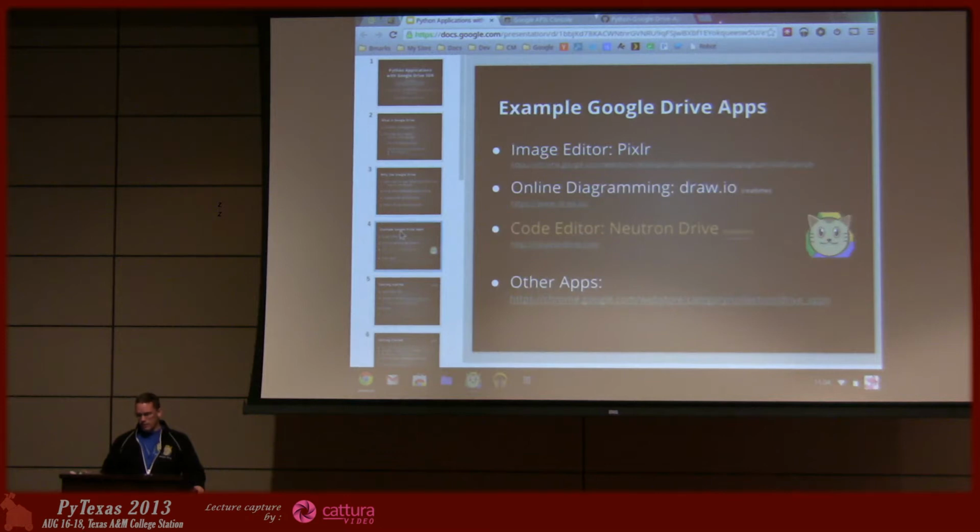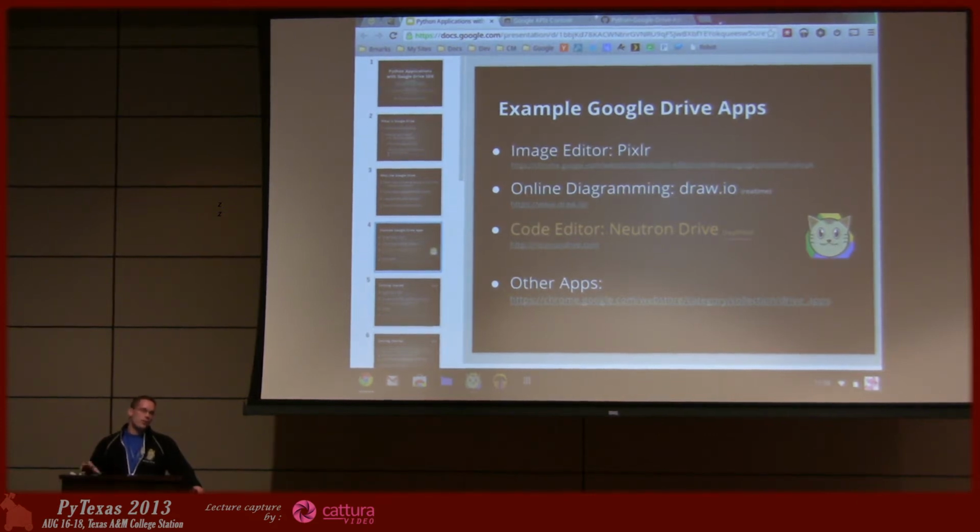So what are some example Google Drive apps? So I was saying before, an image editor that I use a lot is Pixlr. These are all web apps. Another cool online diagramming app is Draw.io. So if you want to do Visio type documents, you can do it right in your browser and you can share it in real time so you can collaborate on stuff. And this is my app right here, which is a code editor called Neutron Drive, which will let you edit your code that's stored in Google Drive, and then you can also work on it collaboratively.